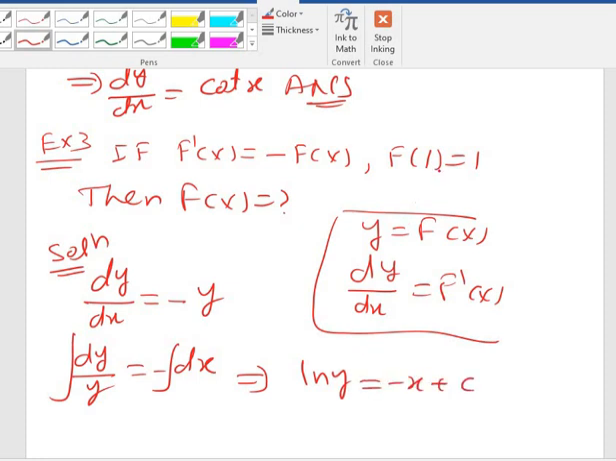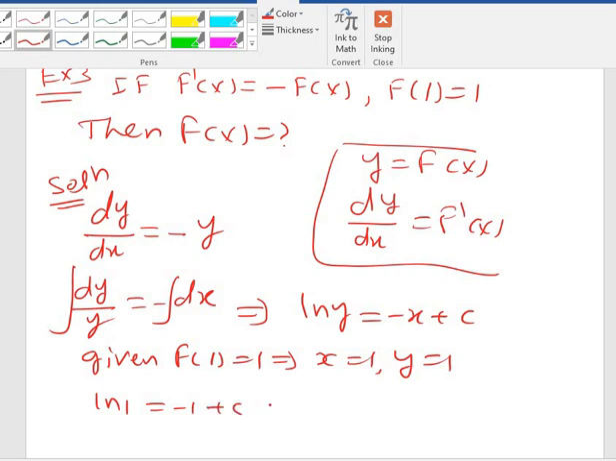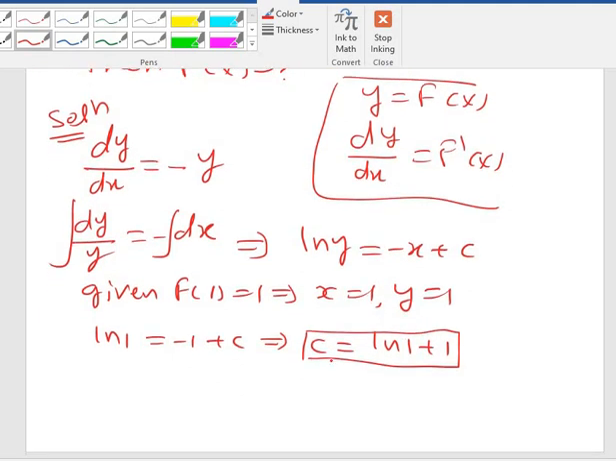Now it is given in the question that f of 1 equals 1, which means when x is equal to 1, y is equal to 1. Substitute here. So ln of 1 equals minus 1 plus c. So c equals ln of 1 plus 1. Replace this c value there. After that, whatever you have, that is your answer.